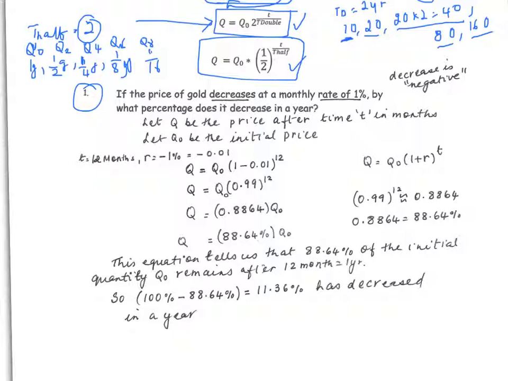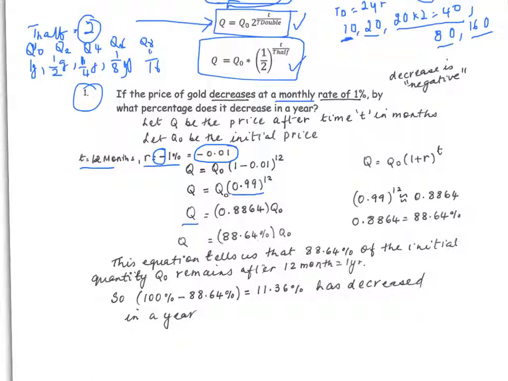So what is it that we know? 1 year equals 12 months. And why do we change it to months? Because it's a monthly decrease of 1%. So we need to figure out in steps of 1 month. The rate is negative 1% because it's a decrease, and that's negative. It's negative 0.01. So Q equals Q naught times 1 minus 0.01 to the 12th power. So when we simplify it, we get Q equals Q naught times 0.99 to the 12th power.